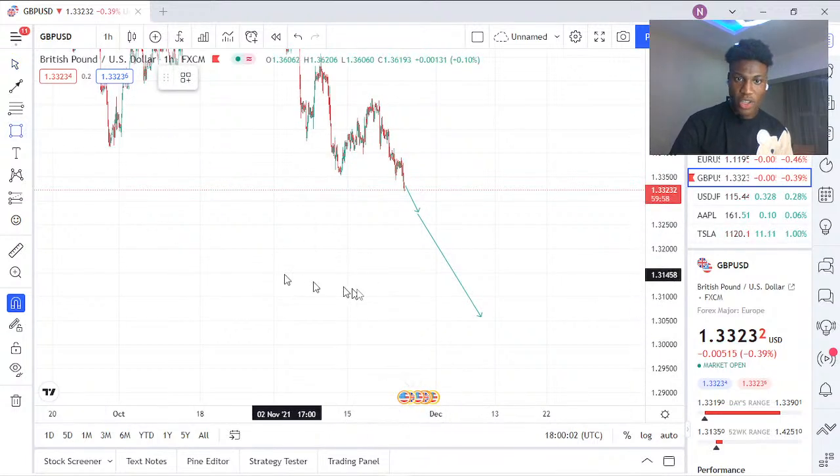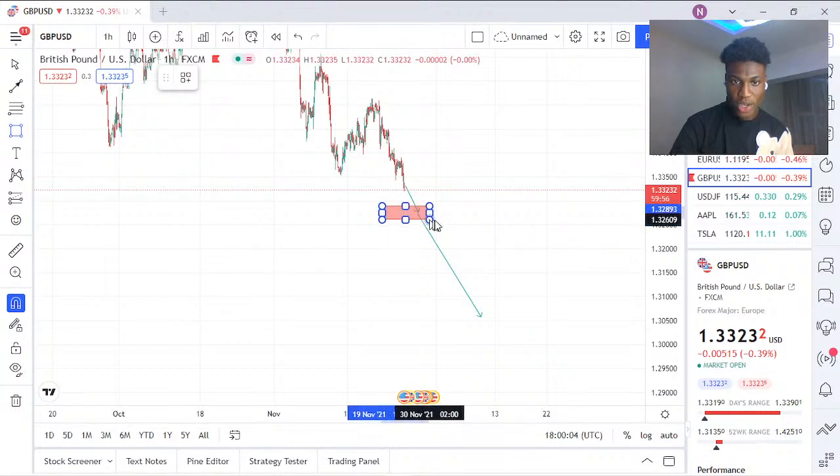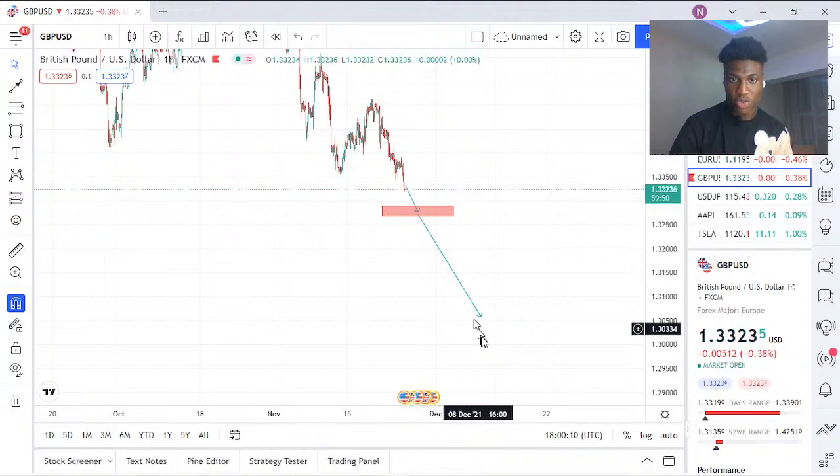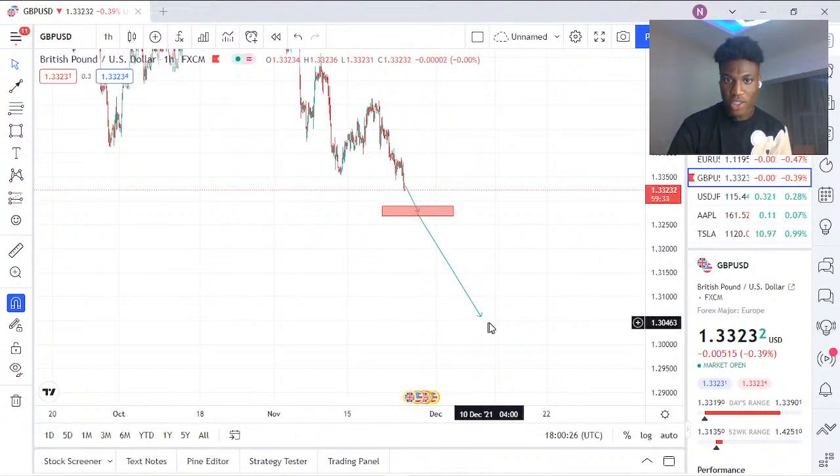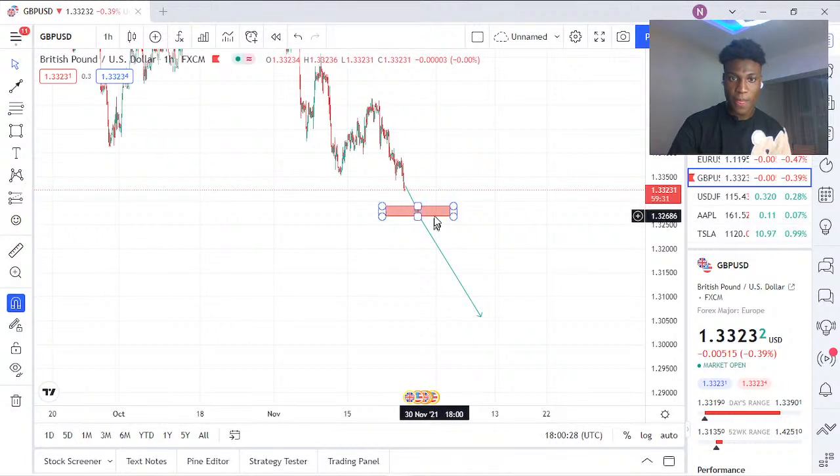So you're placing a sell stop below the market price. You're expecting market to do what? Get down here and continue going down. Sell limit you're placing above for market to go up and drop. For sell stop, you're placing below for market to get to your entry point, where you placed your pending order, and continue going down.